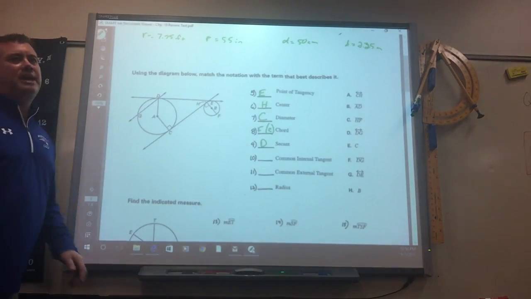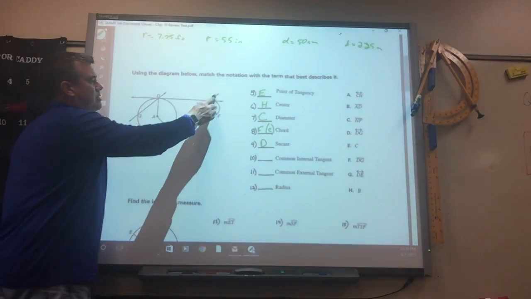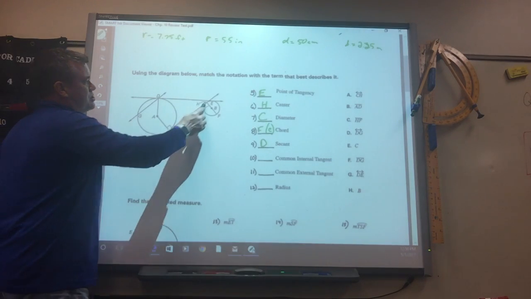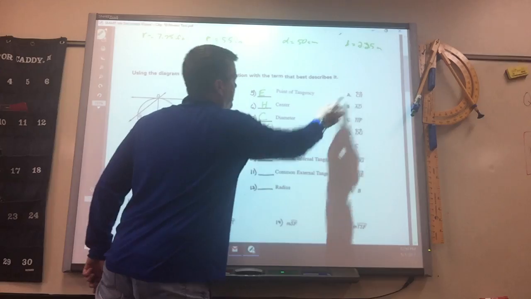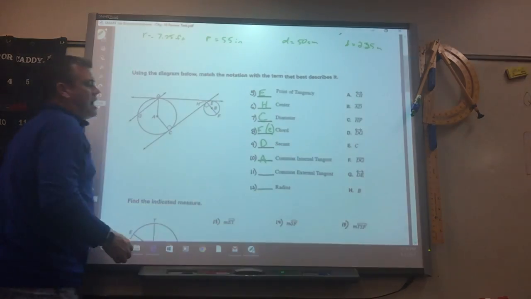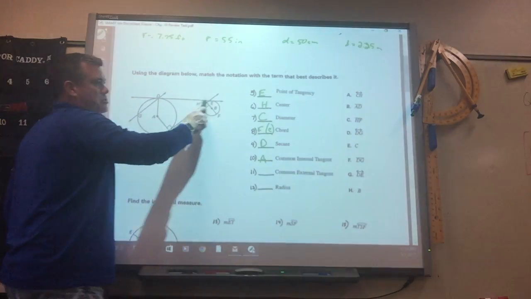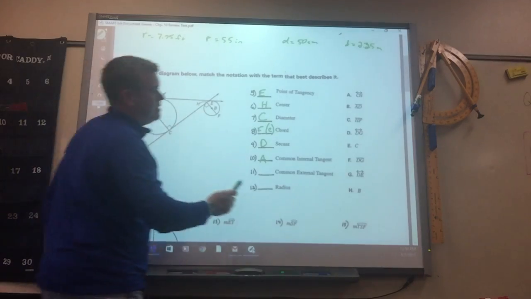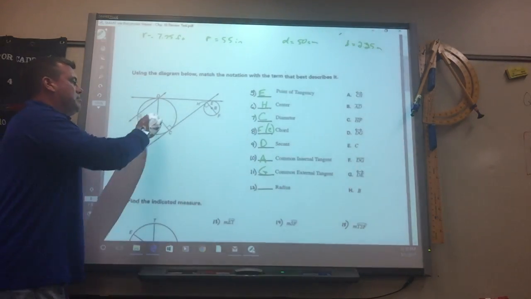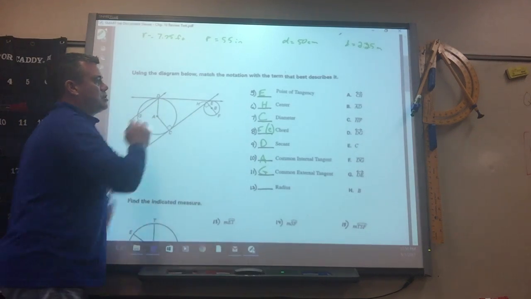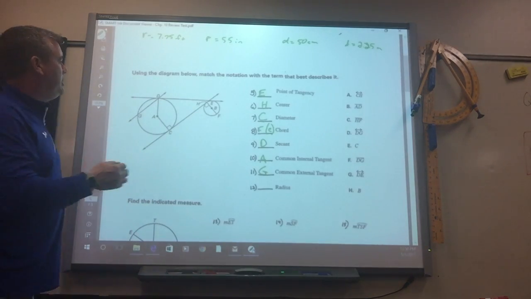Common internal tangent, internal goes inside. So that'd be this line, which is CH. That's A. Common external is outside, so that's DE. I switch them around. And for a radius, it could be either this one, this one, this one, or this one. B, A, D.